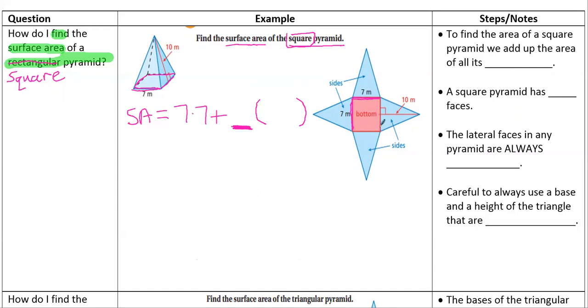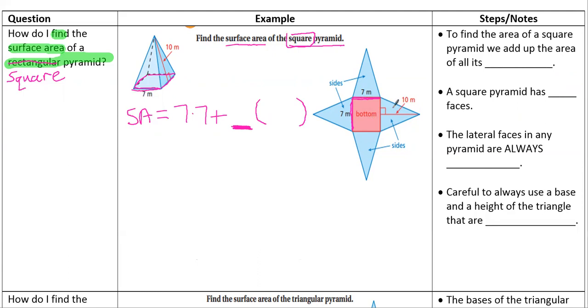So how long is this side? This side is 7. And the perpendicular height is 10. So it's a triangle where the base is 7 and the height is 10. I know what you want to do. I know you want to go 7 times 10. But you can't. It's a triangle.